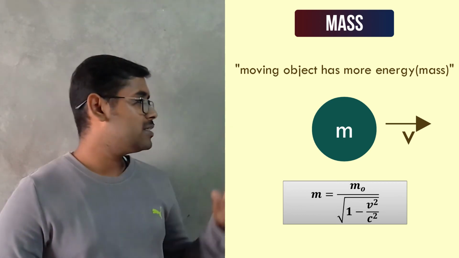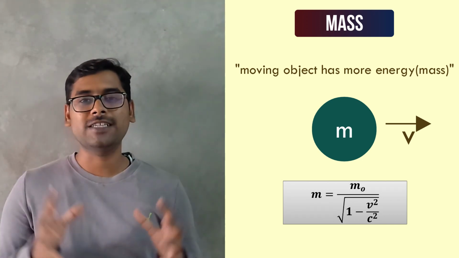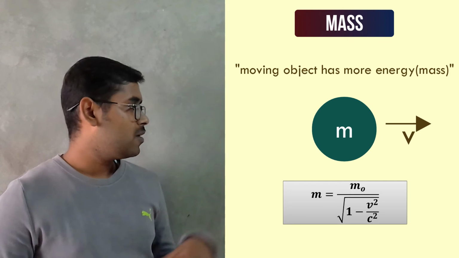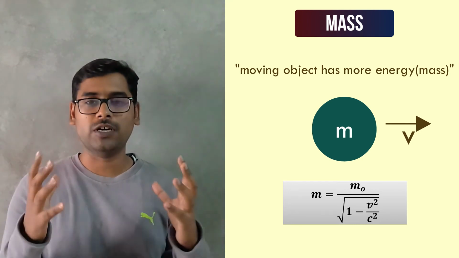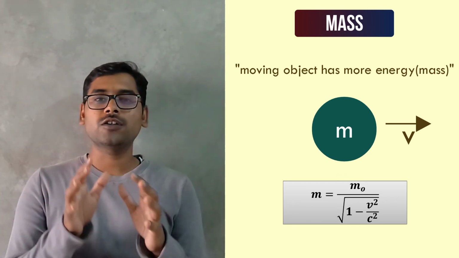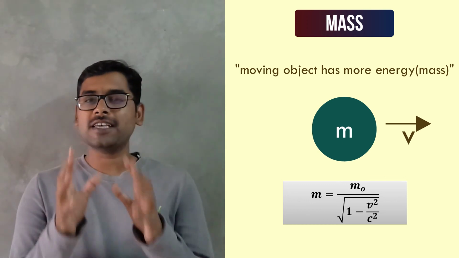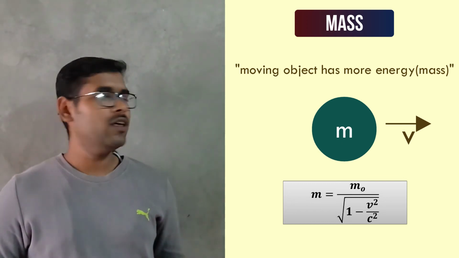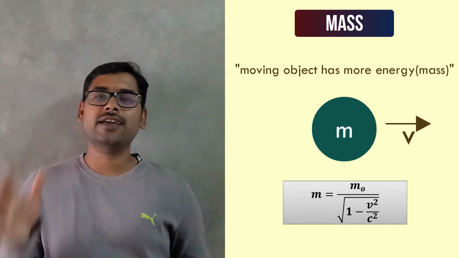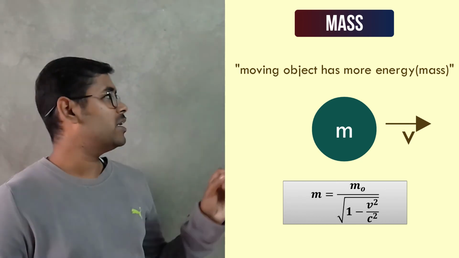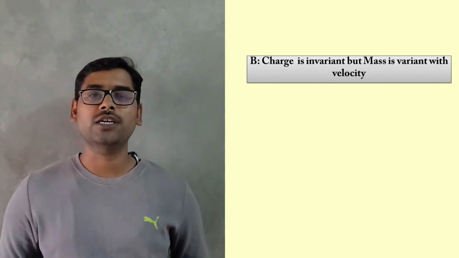Here, m0 is the rest mass, or energy that is present inside the object when it is at rest, divided by under root 1 minus v square divided by c square. Here v is the velocity of that object and c is the speed of light in vacuum. Guys, we can say that mass depends upon velocity if you use this definition given by Einstein, where mass and energy are equivalent. So the statement that charge is invariant but mass is variant with velocity is actually true.